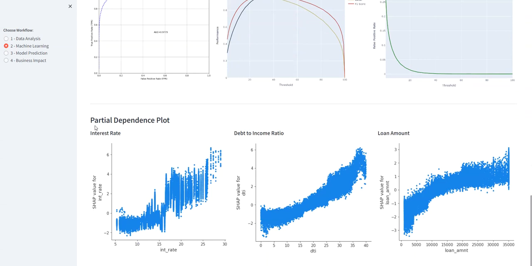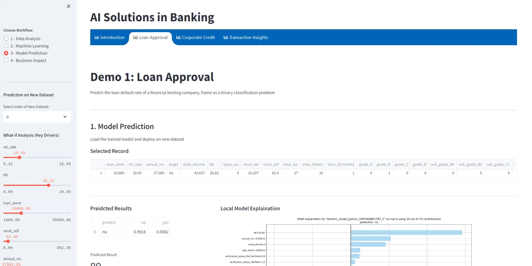So you will have the partial dependence plot where you can see the probability of loan default versus a single variable, a single driver. I can say as you increase the interest rate, your probability of loan default actually increases. Also, as you increase your debt to income, your probability of loan default also increases. Same thing for loan amount, right? You increase the loan amount, definitely your probability of default generally increases.